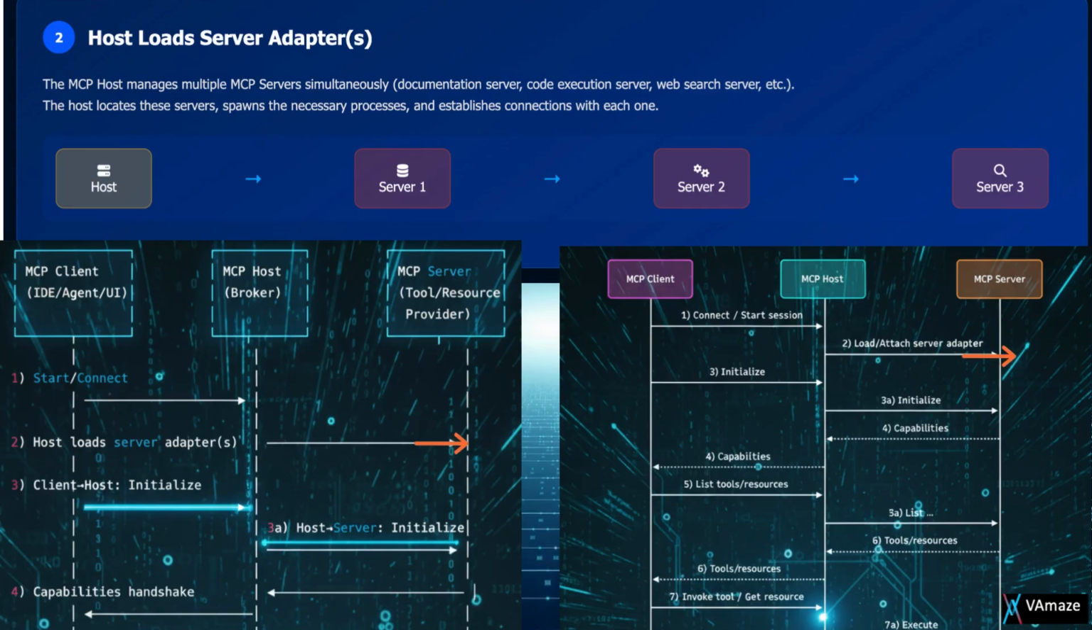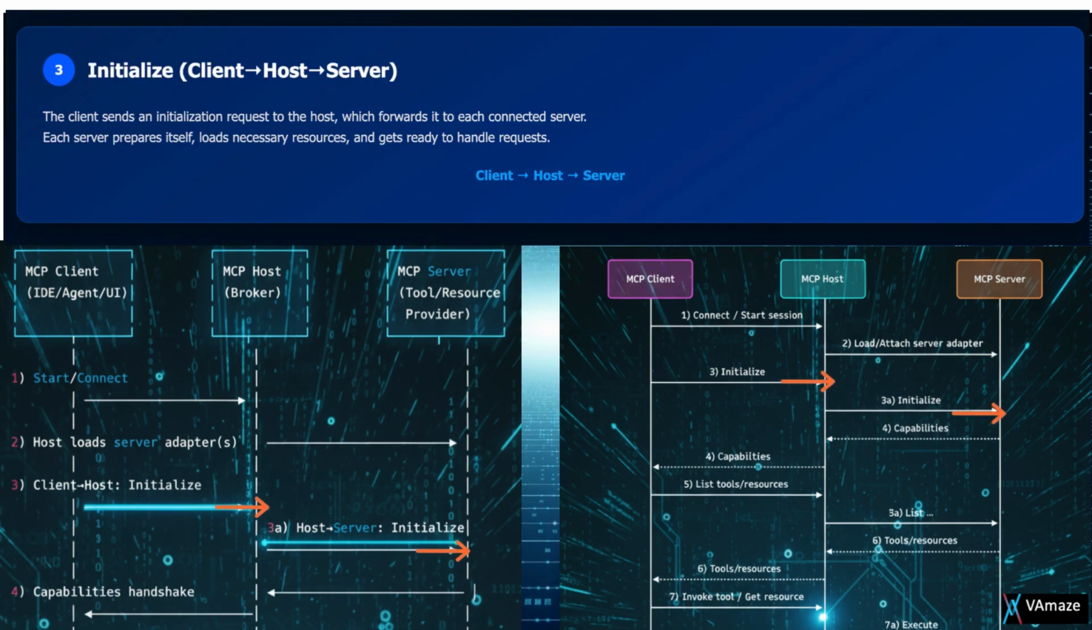The host locates these servers, spawns the necessary processes, and establishes connections with each one. It's essentially becoming the central nervous system that will coordinate all communication between your client and these various specialized servers. This step is crucial because it sets up the entire ecosystem of tools and resources that will be available to your AI agent.